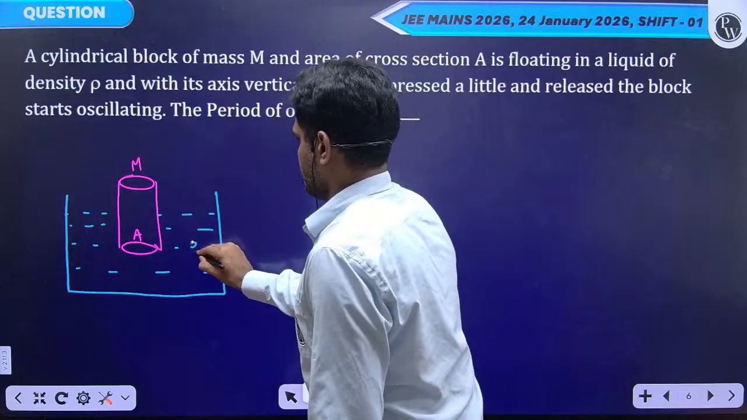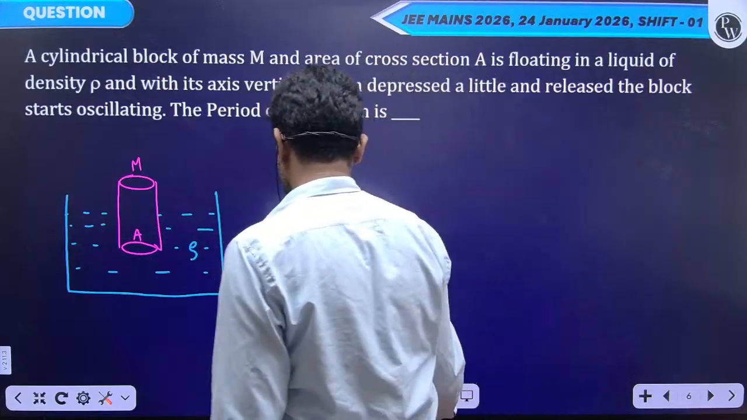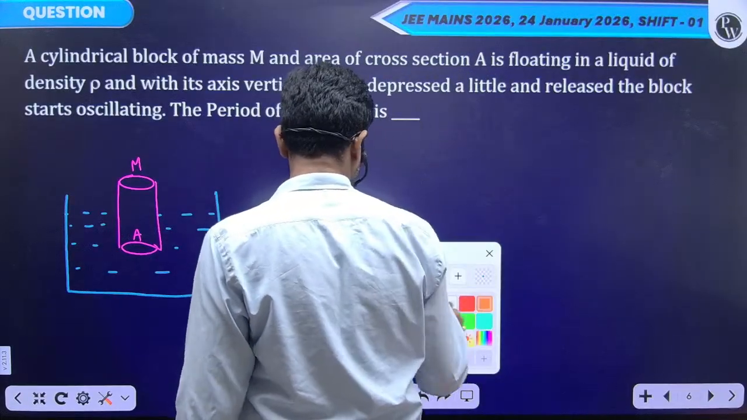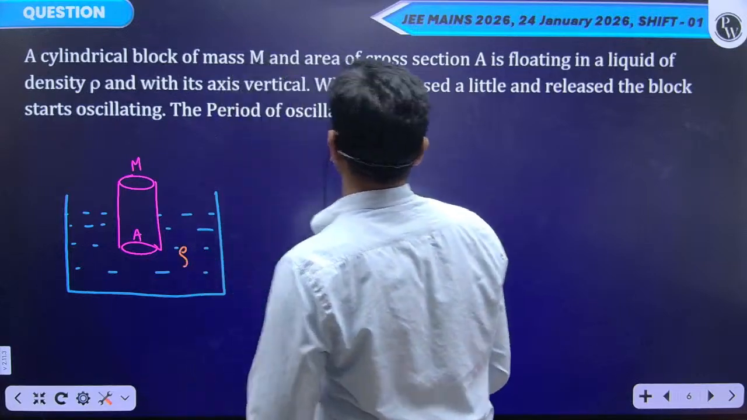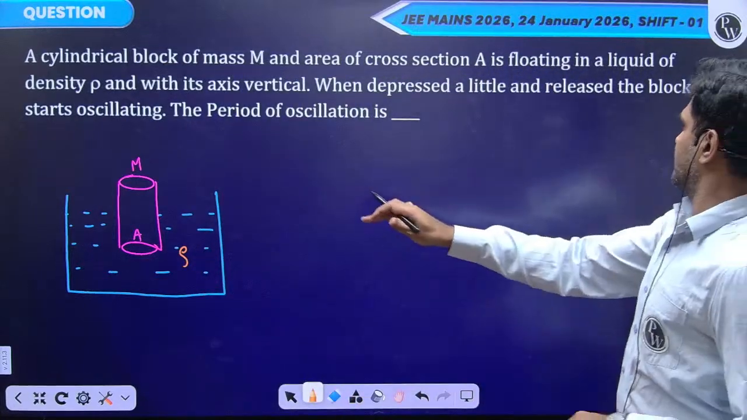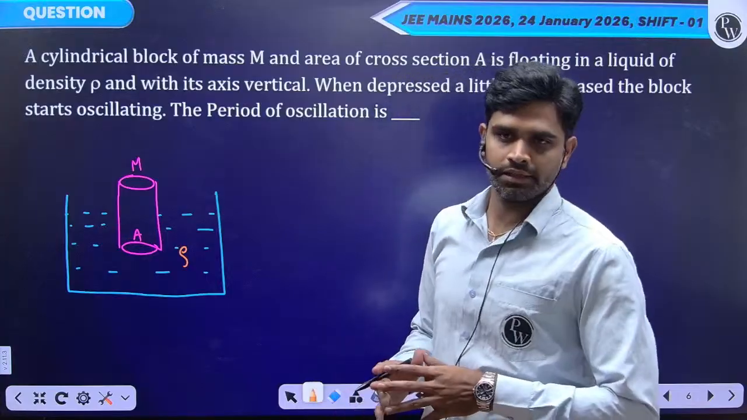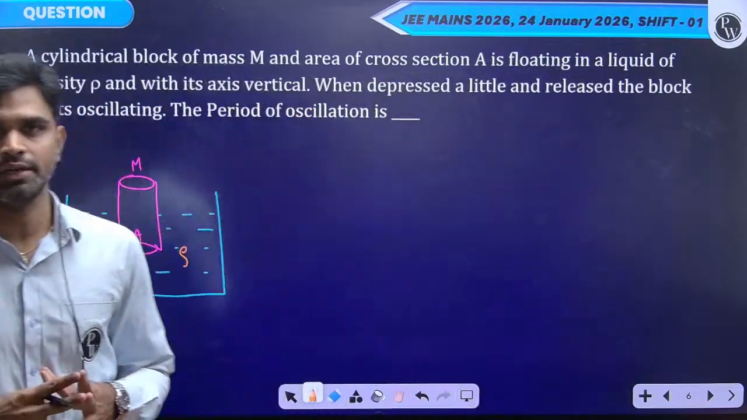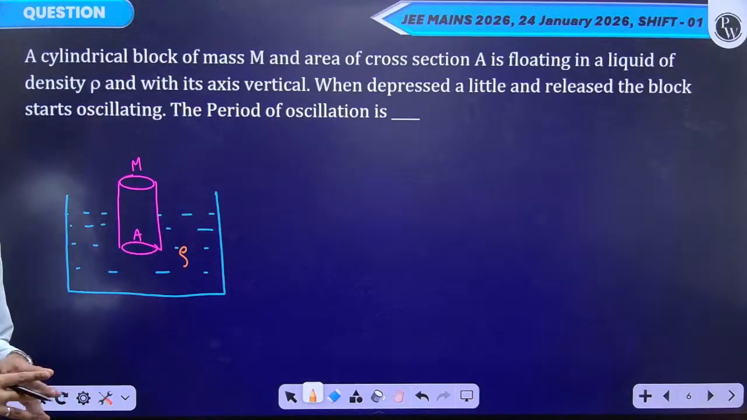The liquid density is rho. The block is floating in a liquid of density rho. The question is, when it is depressed a little and released, the block starts oscillating, right? What is the period of oscillation?